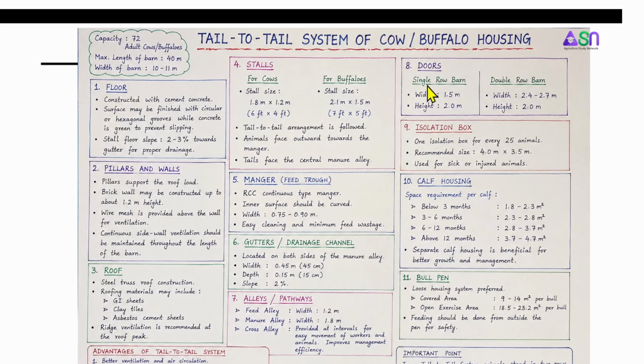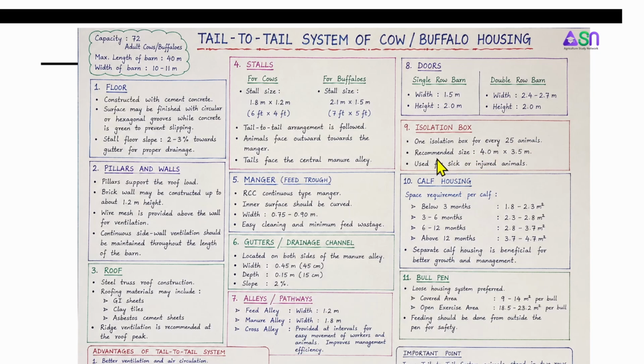In a single row barn, doors should be approximately 1.5 meters wide and 2 meters high. In a double row barn, door width may range from 2.4 meters to 2.7 meters, while the height remains about 2 meters. An isolation box should be provided for sick or injured animals. One isolation box is recommended for every 25 animals. A size of 4 meters by 3.5 meters is generally sufficient for this purpose.